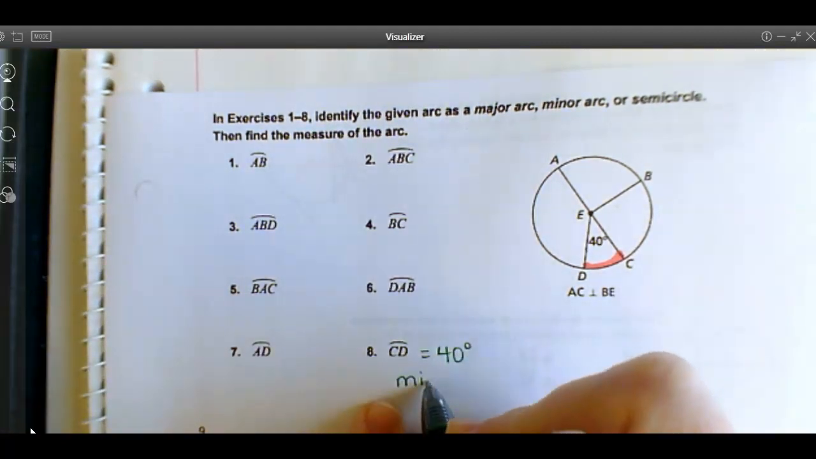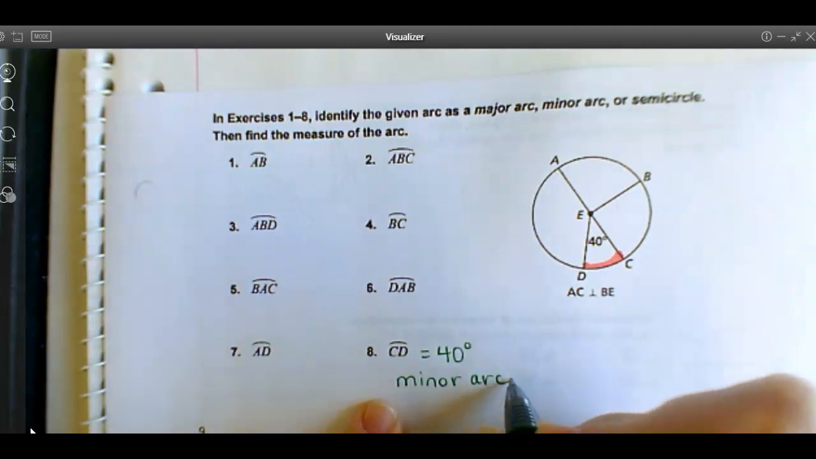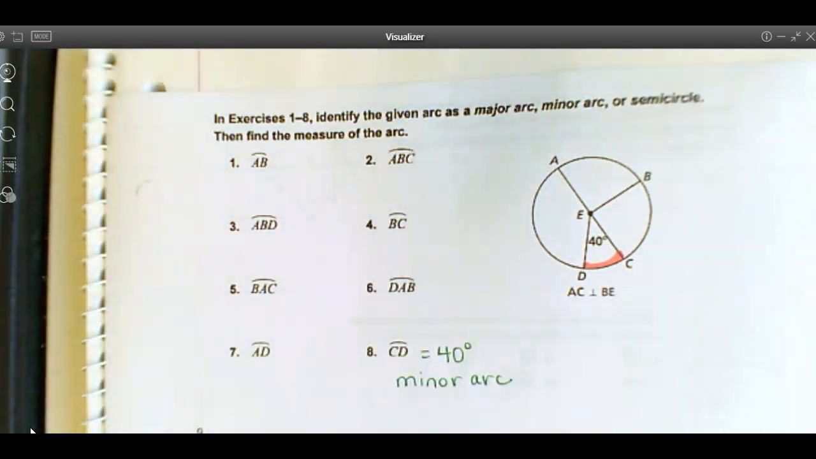And that also tells me this is a minor arc, because I got something less than 180. Good so far? Okay, next.